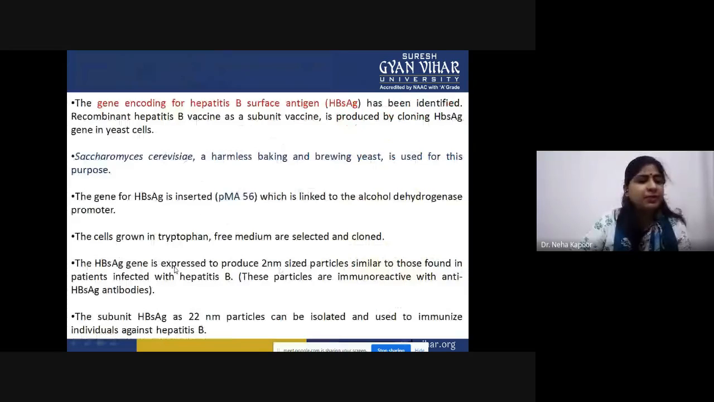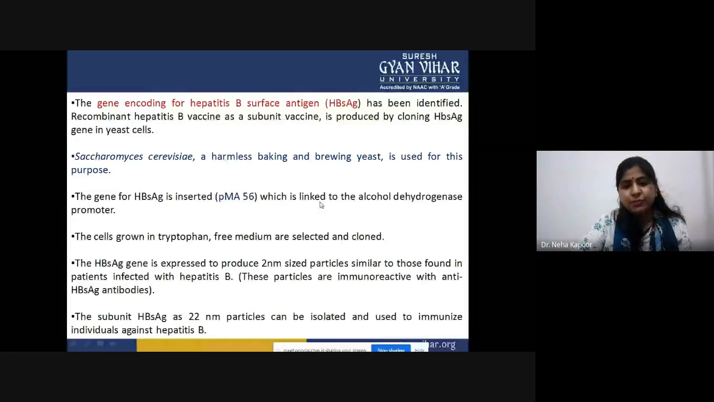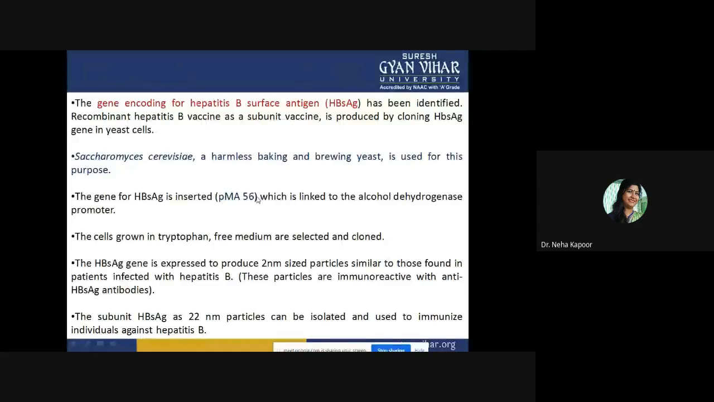The gene encoding has been identified. Recombinant hepatitis B vaccine is a subunit vaccine. We can use Saccharomyces cerevisiae for this purpose. The gene is inserted inside the yeast vector in which the ADH gene is present, that is, the alcohol dehydrogenase gene is present, and upstream of the promoter of this gene, the HBs antigen gene is inserted. The cells will be grown in the tryptophan-free medium. The recombinant cells would be selected and cloned, and the antigen would be purified from them.